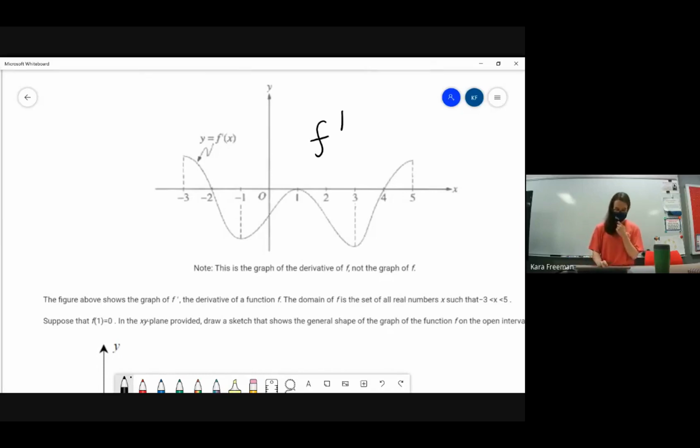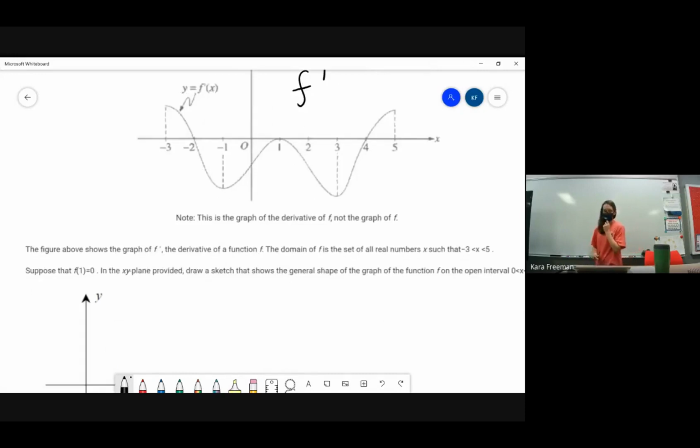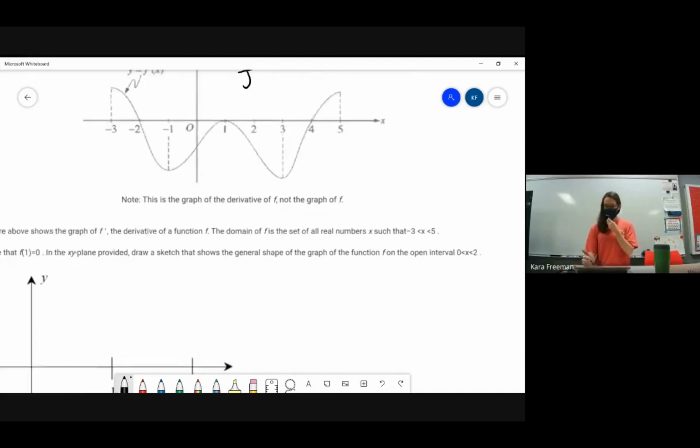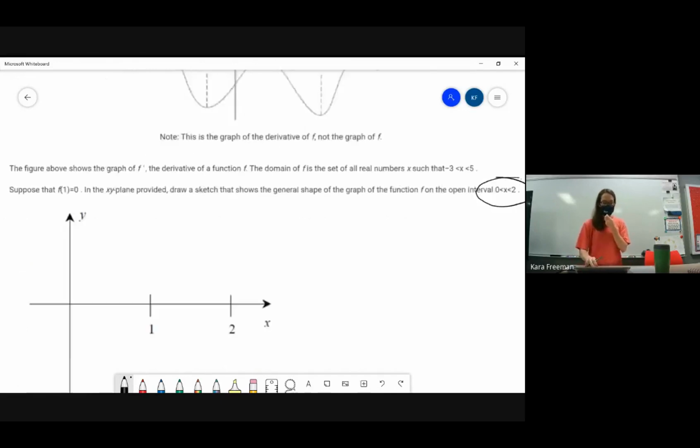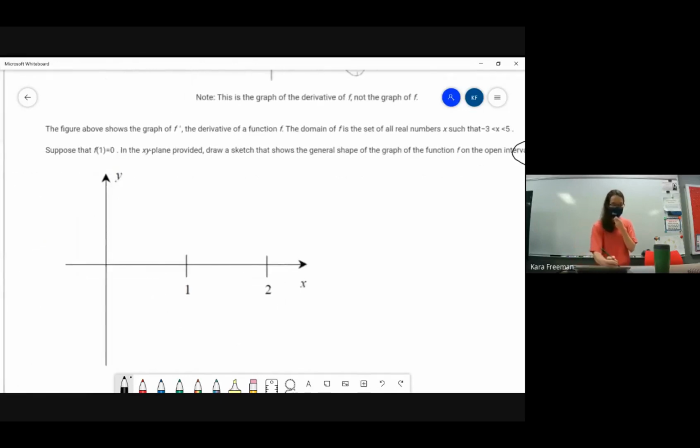So here's what they give us. Suppose that f of 1 equals 0. In the plane provided, draw a sketch that shows the general shape. Okay, so the only actual coordinate we know is the point (1, 0). Now we want to draw the general shape, just not in the whole interval, but just 0 to 2. Okay, so if they give you a point and I'm asked to graph the function f, then let's go ahead and put the point they gave me on there. Okay, so we know f of 1 equals 0.